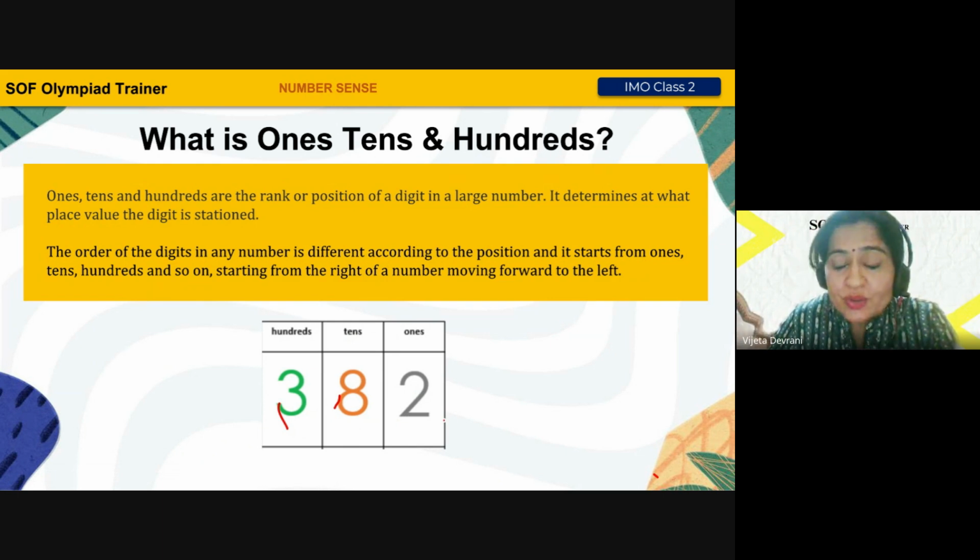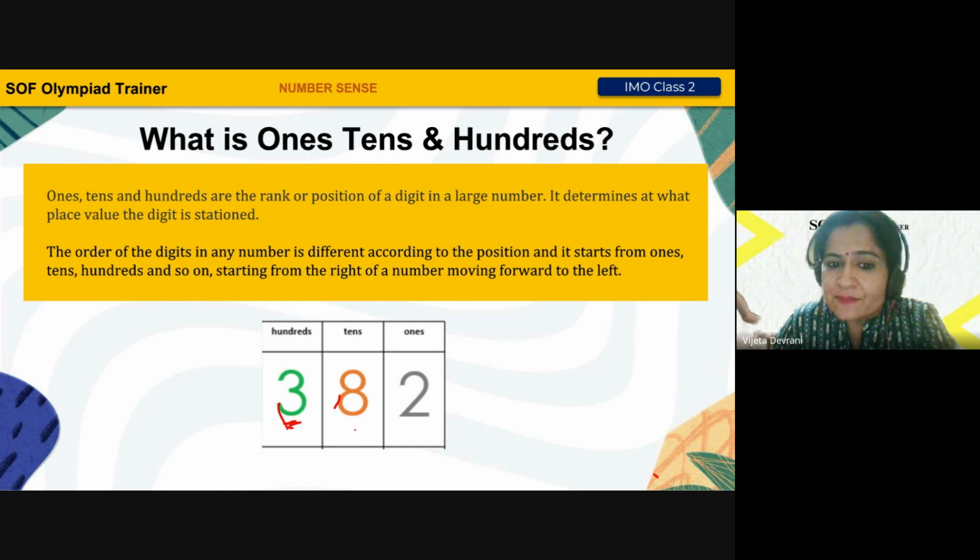We should know the position of each number here. Correct? So ones, tens, and hundreds, what are they? They are the position of digits in a large number. In a large number, these are the digits, and you have to tell the position. It determines at what particular place a particular digit is stationed. So the order of the digit is very important.